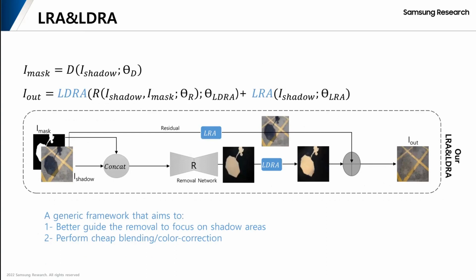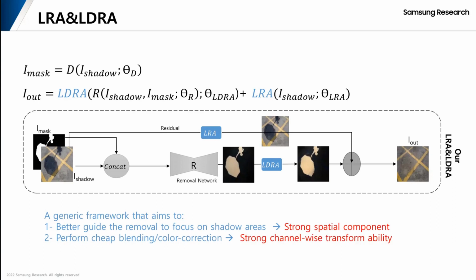We rethink residuals in a simple manner. Taking normal residual connections as a special case, we propose LRA and LDRA modules that operate over the input and the output of the network. This is a generic framework that aims to better guide the removal to focus on shadow areas and also perform blending and color correction in a computationally cheap way.